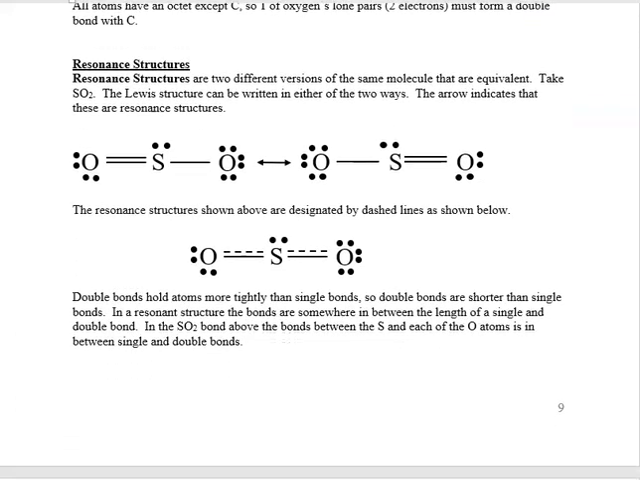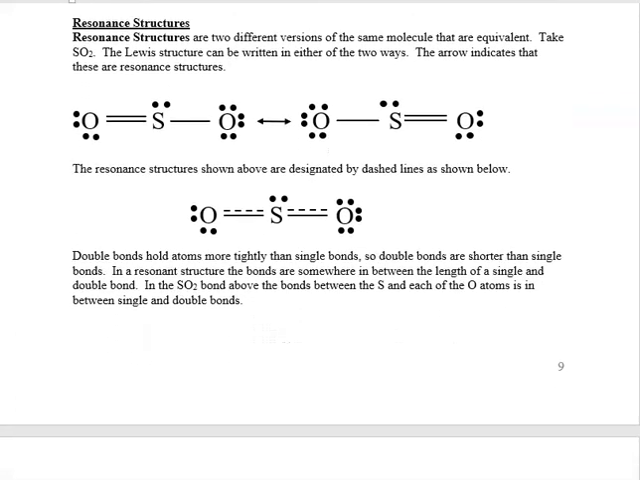Okay, let's talk about resonance structures. If you followed these rules, sometimes you'll get more than one molecule that would meet all of the conditions. And those are called resonance structures. So resonance structures are 2 different versions of the same molecule that are equivalent. Take SO2. The Lewis structure can be written in either of the 2 ways below. The arrow indicates that these are resonance structures. So that's how you would officially designate a resonance structure.